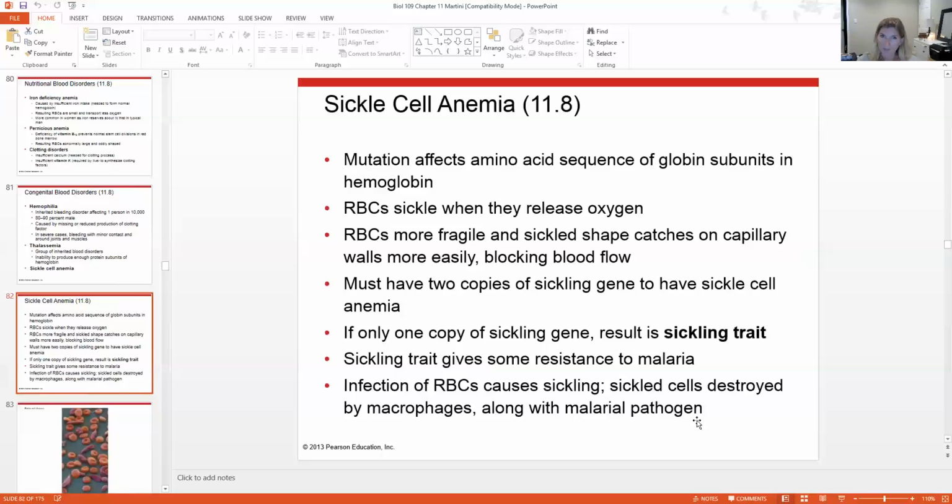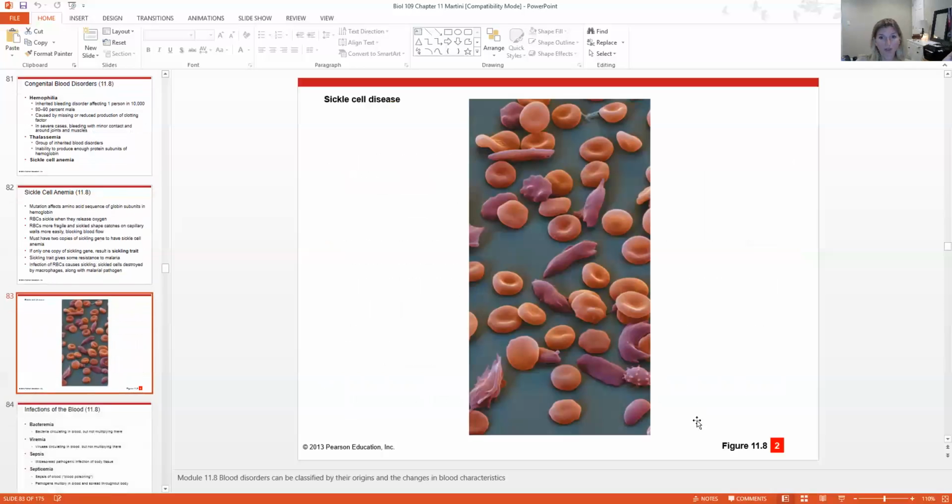If you have 1 copy of the sickle cell gene, if you're what we call heterozygous, you have what's called the sickling trait. Sickling trait is kind of a good thing. It means the majority of your blood cells are just normal shaped. You might have a few that are sickle shaped, but it provides resistance to malaria. So people that live in the malaria zones, like in Africa and India, can have resistance to malaria by having just 1 copy of the sickle trait. Kind of a cool thing there. There's those sickle cell red blood cells.